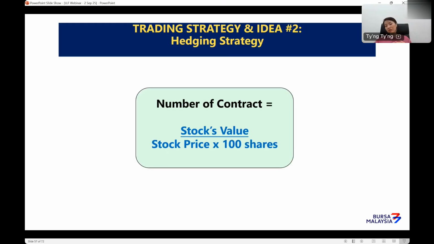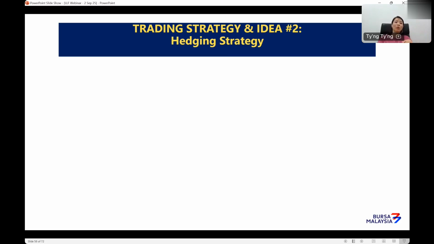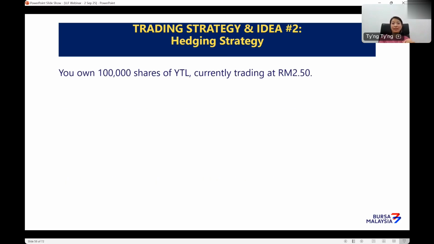You just go with the very simple formula, easier for you to calculate how many contracts you need to hedge. The formula is you take the stock's value divided by your stock price times 100 shares, because the bottom is your futures side, where one contract represents 100 shares. Now, with that, please help me calculate this example.